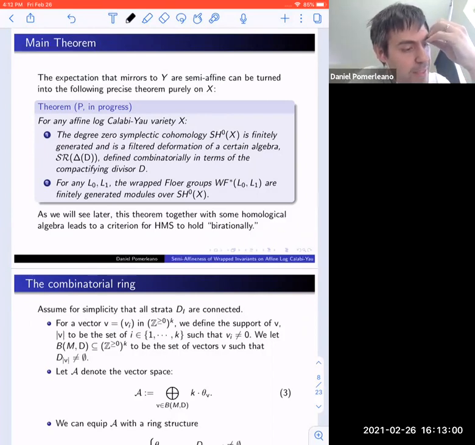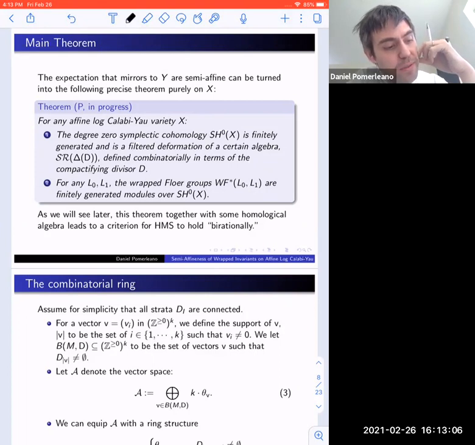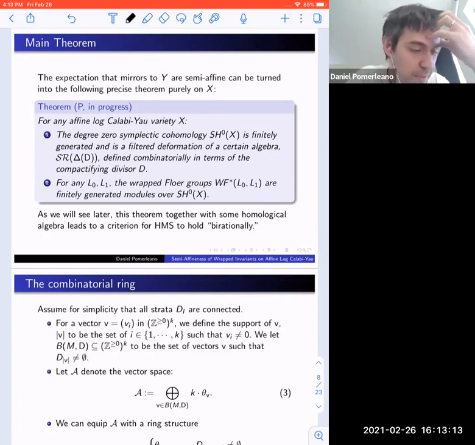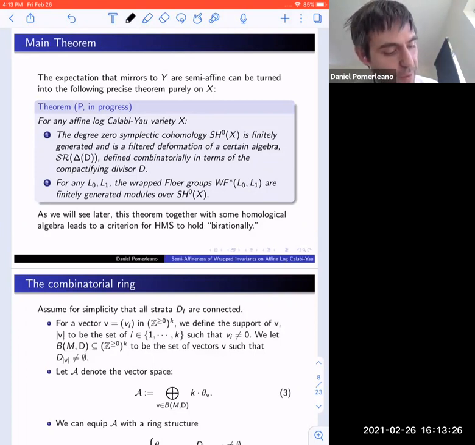What I want to say is that taken together, these theorems lead to a criterion for mirror symmetry to hold in a birational sense. If you have just these two properties, that's enough to show that, under certain assumptions, mirror symmetry holds in a certain birational sense. Hopefully I'll explain that at the end.